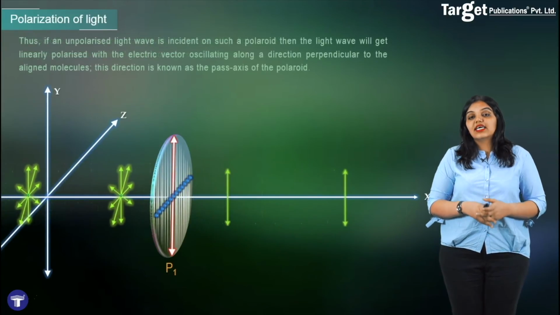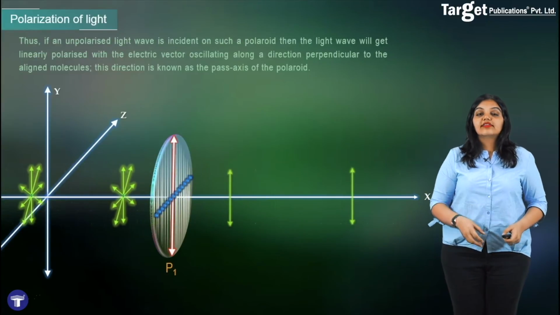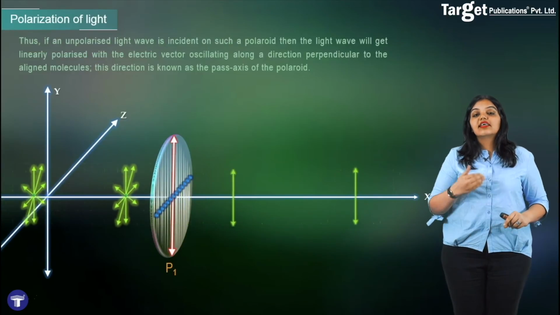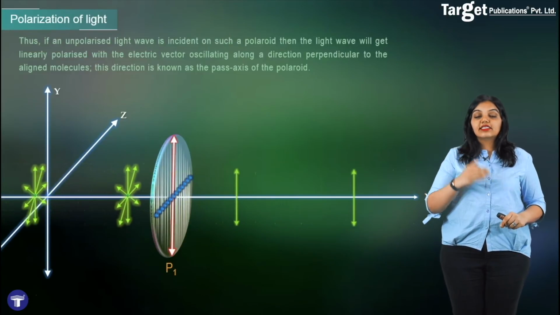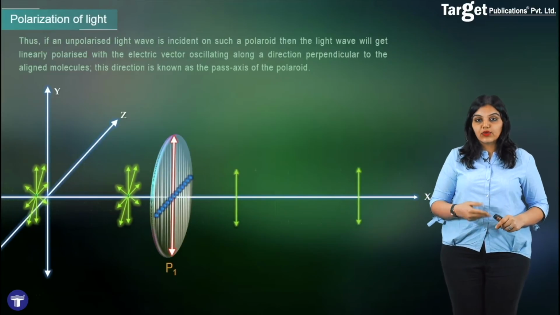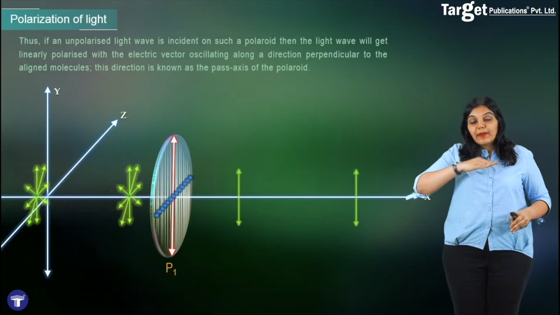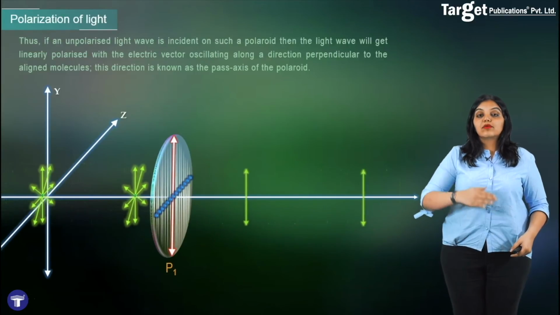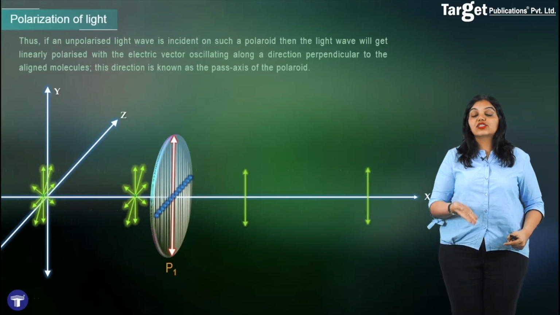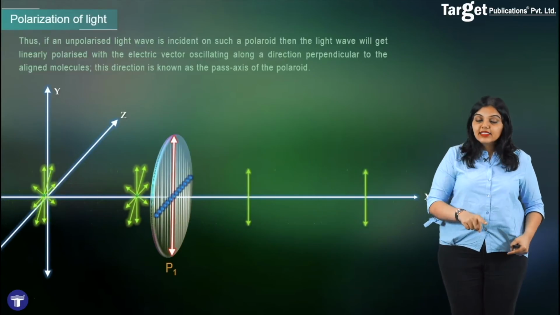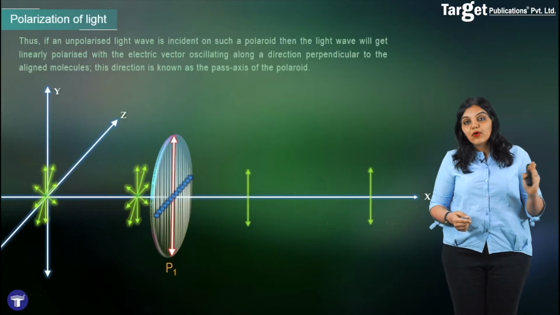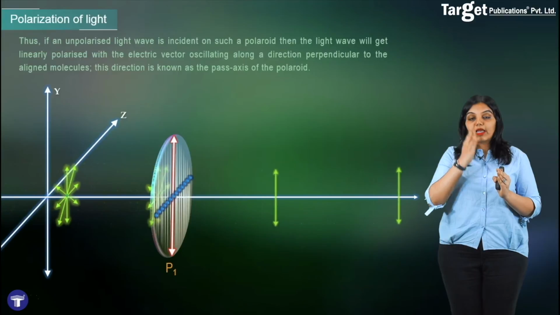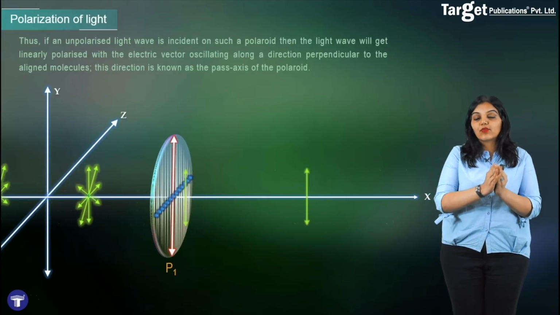Thus, if an unpolarized light wave is incident on a polaroid, then the light wave gets polarized, that is linearly polarized, in such a way that the electric vector oscillates only in a direction perpendicular to the aligned molecules. This direction, which is perpendicular to the aligned molecules, is what is known as the pass axis of the polaroid. So the molecules lie along one direction and the direction perpendicular to the molecules is the pass axis, and when an unpolarized light wave is incident on a polaroid, the electric vector which vibrates parallel to this pass axis, only that will pass through.